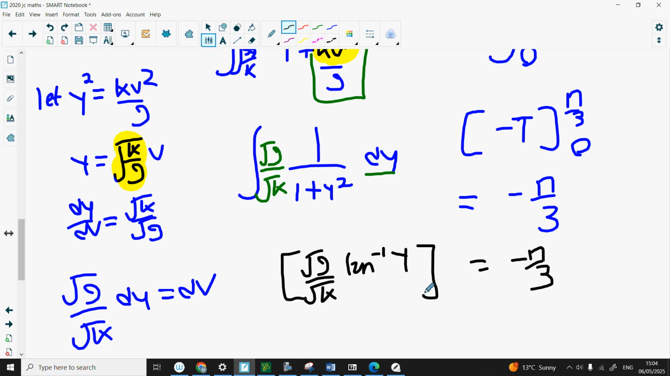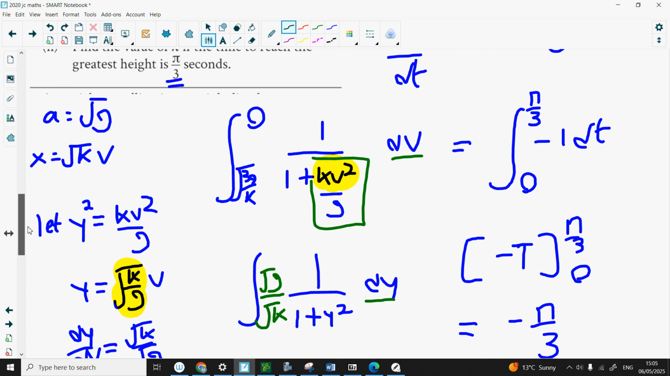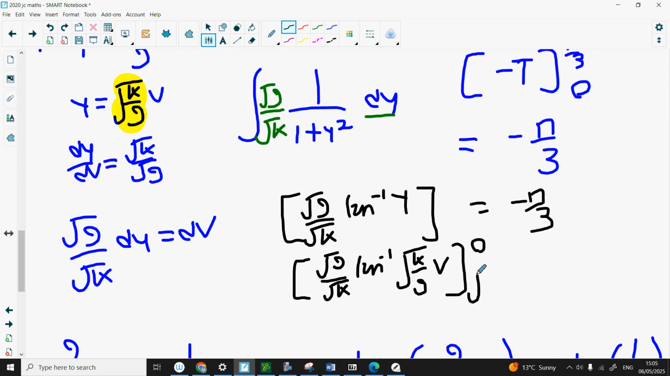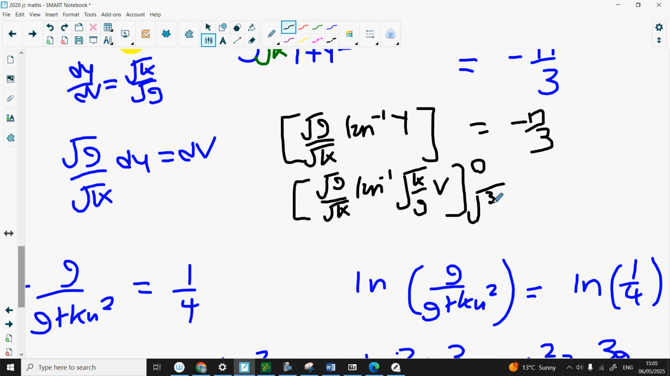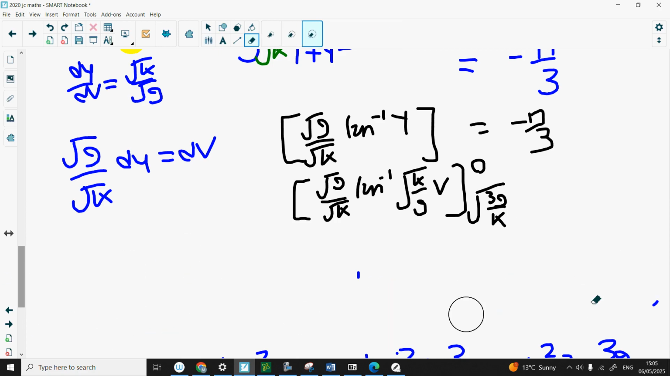and equals pi/3. And then I need to look back at what my y is. My y was root k over root g v, so root g over root k tan inverse root k over root g v. I knew what the v limits were earlier. What were the v limits? 0 and root 3g over k. And this is quite difficult here.